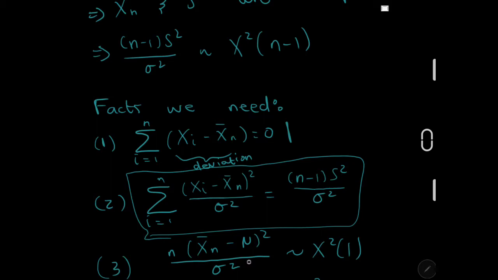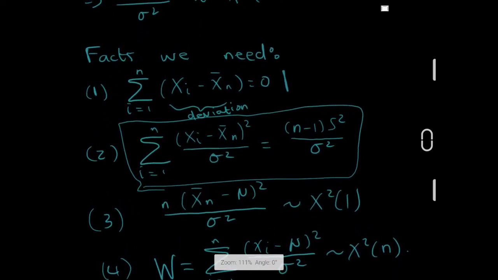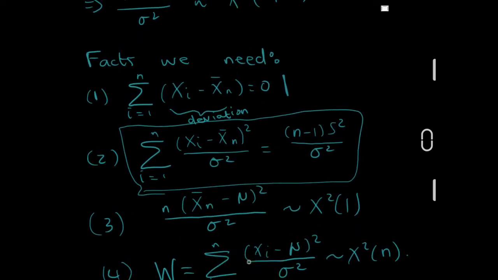And this proof is also quite simple. You just have to look at what the definition of s squared is. S squared is 1 over n minus 1 times this sum over here. So if you multiply by n minus 1, you're left with this particular sum, and then it's just straightforward from there.